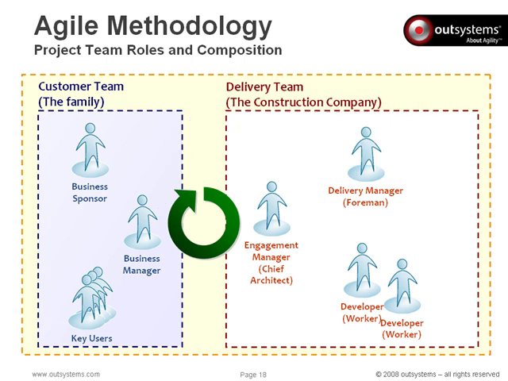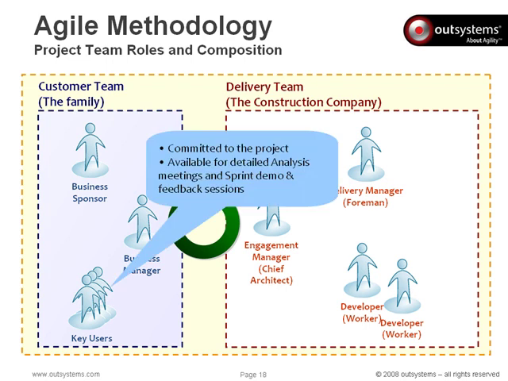In our home project, the family plays the key user roles. They must be committed to the project and be available to participate in detailed analysis meetings as well as sprint demo and feedback sessions. User adoption is boosted with this type of approach. It increases a sense of collaboration and collective ownership amongst the team, which are key for making Agile projects successful.